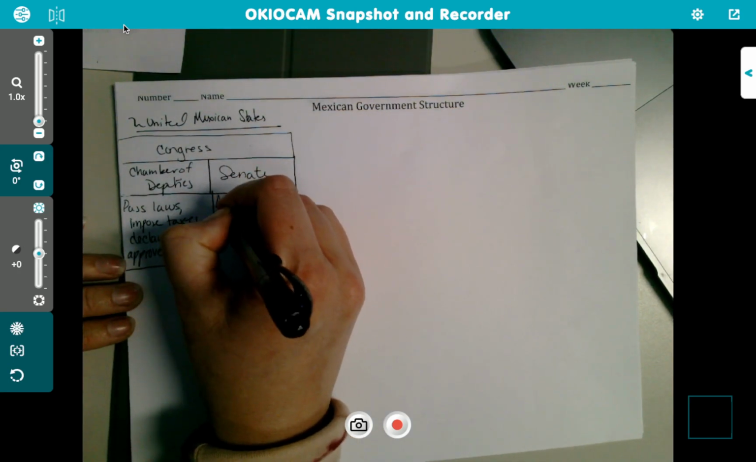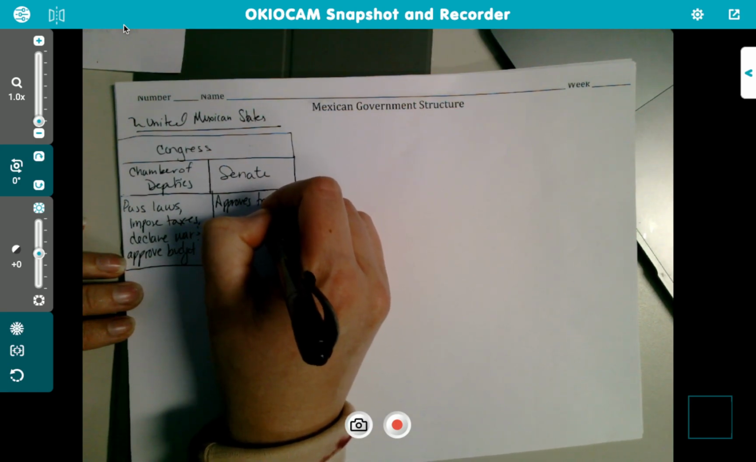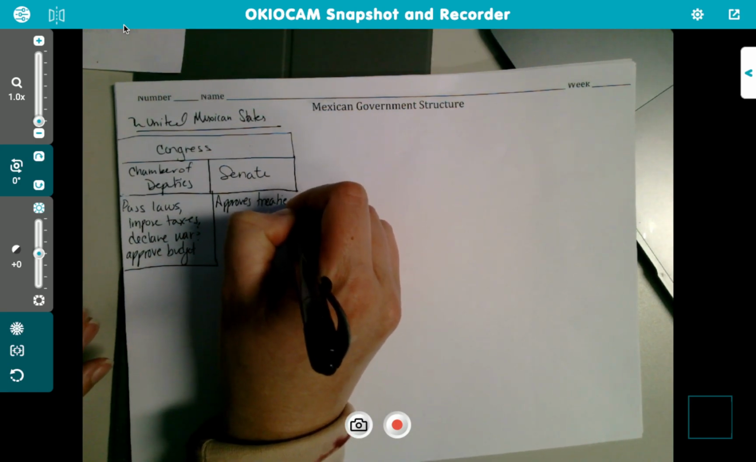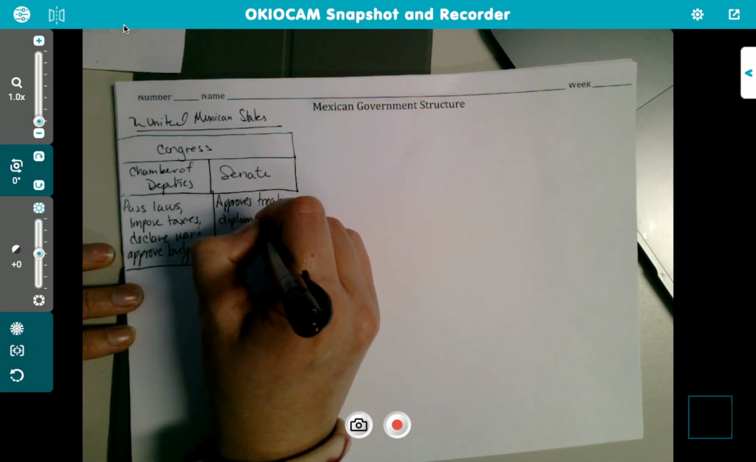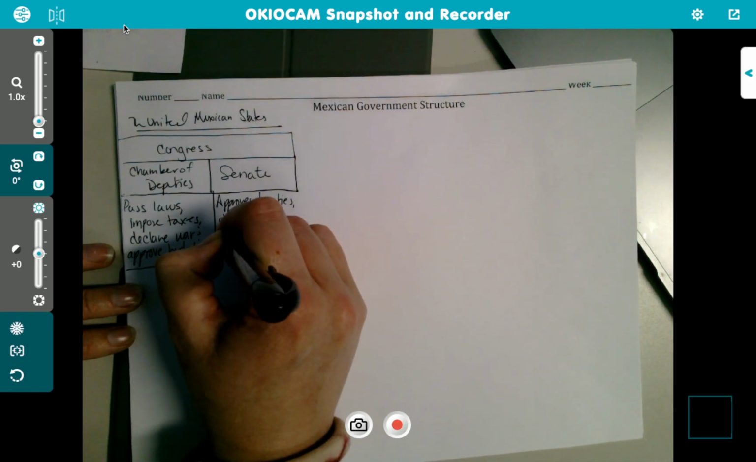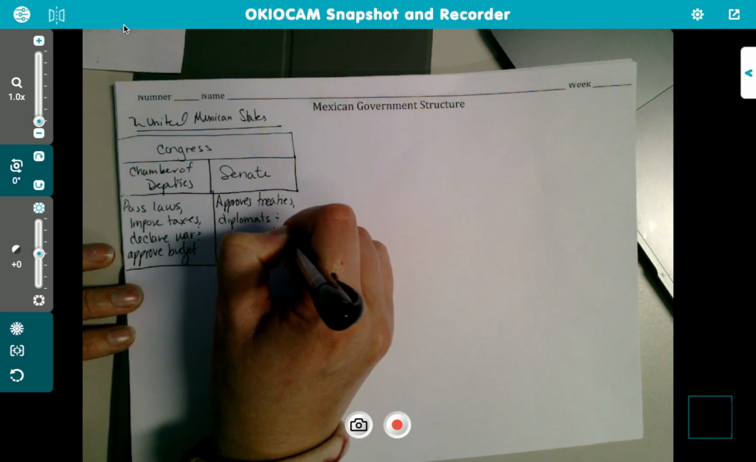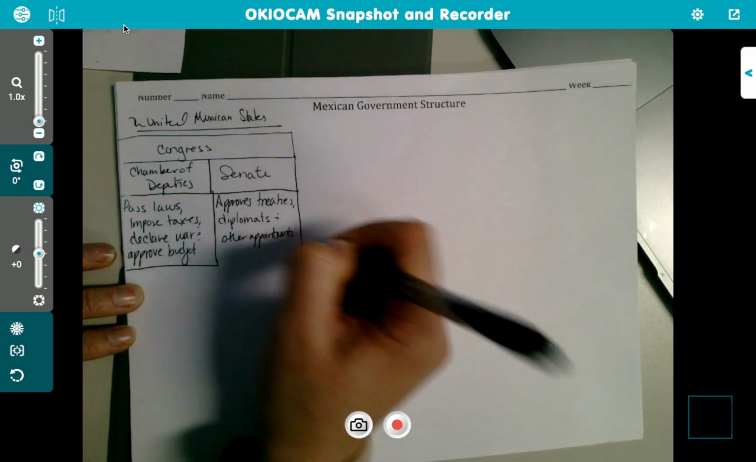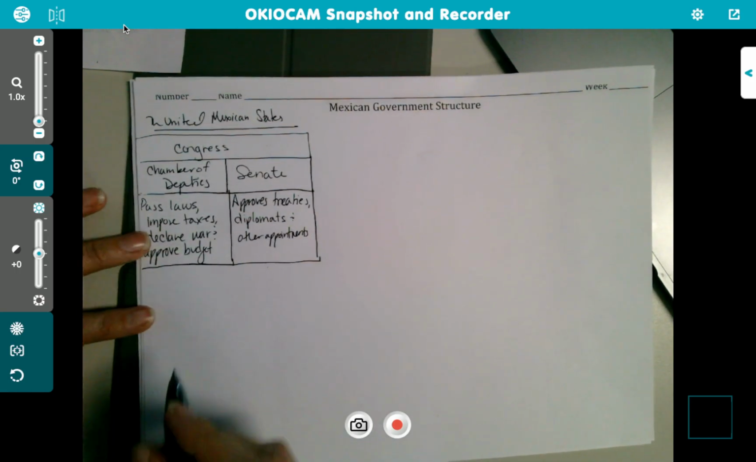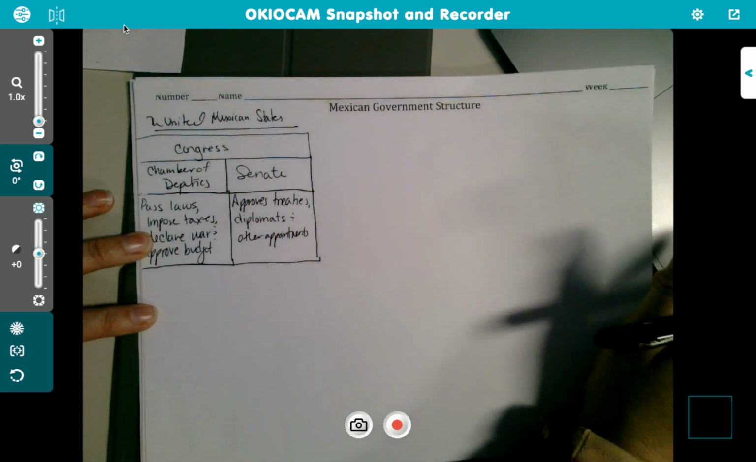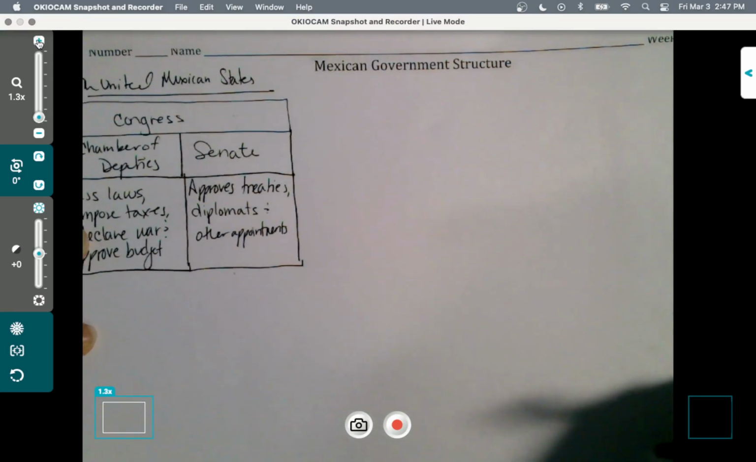Senate approves treaties, diplomats, and other appointments. Okay, for your Chamber of Secrets, that's funny. I can't be the only Harry Potter fan in the room.